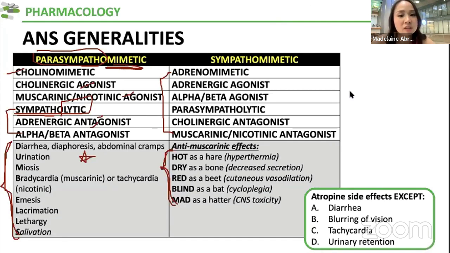Okay. Okay, so tinanong sa recent boards, atropine side effects except, so ano yung hindi side effect ng atropine? Sagutan ko na. That's your diarrhea. Okay, bakit? Side effect ang diarrhea? Hindi. Yun ang isa sa opposite or sa use niya.